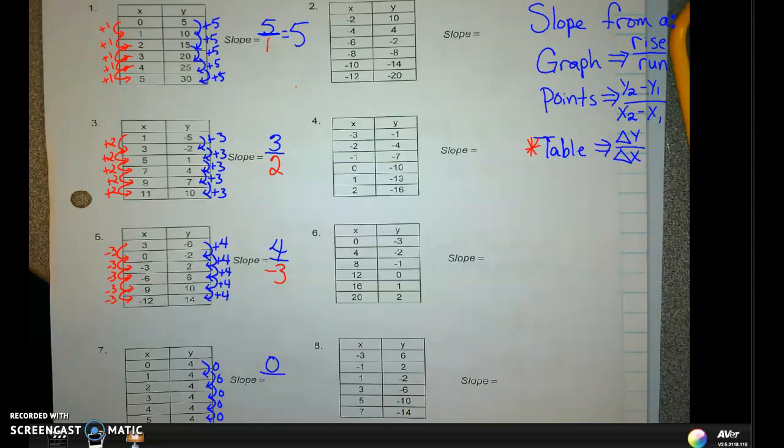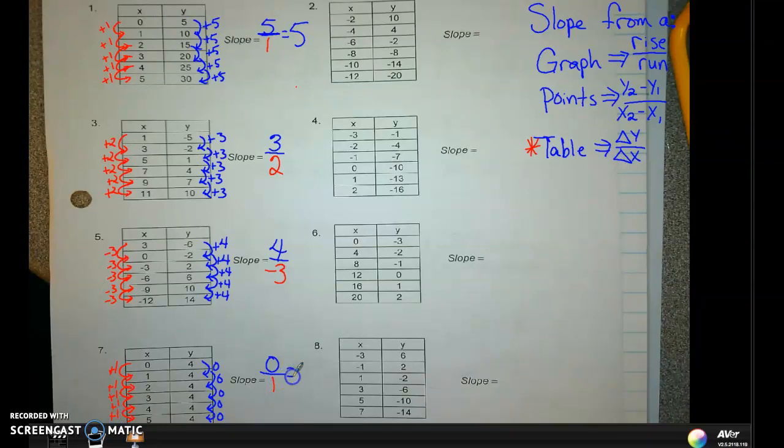Now let's look at change in x. 0 to 1 is plus 1. 1 to 2 is plus 1. 2 to 3 is plus 1. 3 to 4 is plus 1. 4 to 5 is also plus 1. So change in x is 1.